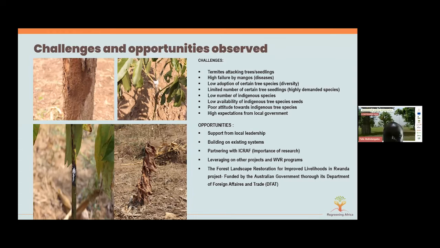We also build on the existing systems, because there's an agroforestry strategy and also a restoration strategy that set pathways of how to implement restoration. Then partnership with ICRAF has been important in terms of promoting research and informing our practice, and then leveraging other projects and World Vision programs such as a landscape restoration project that is funded by the Australian government. For a fact, these have been opportunities that really have led to the success of this approach. Next slide.